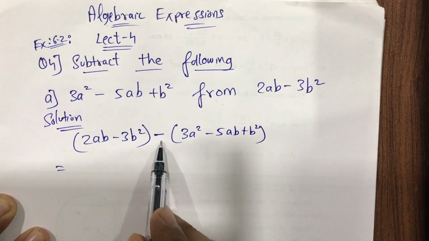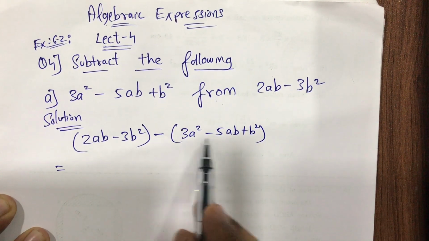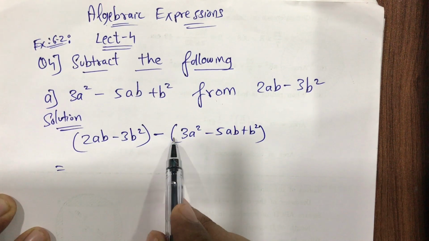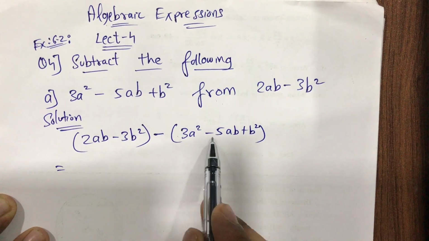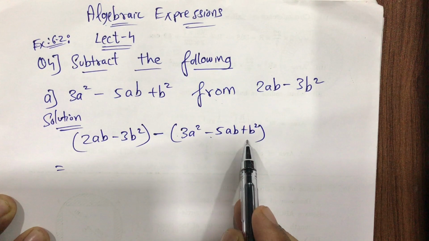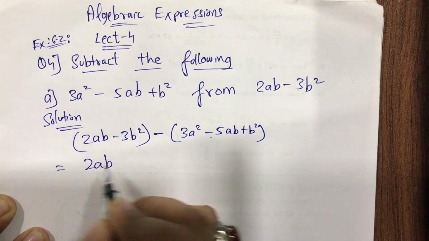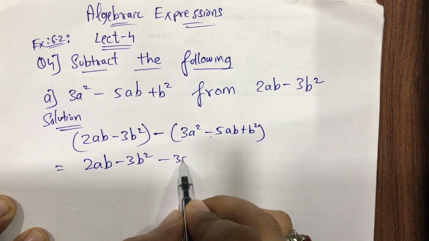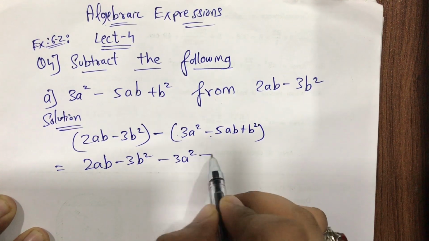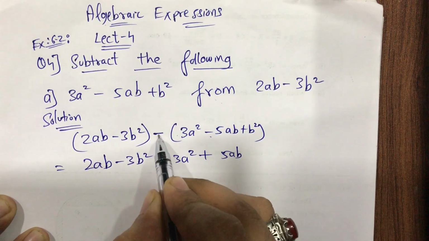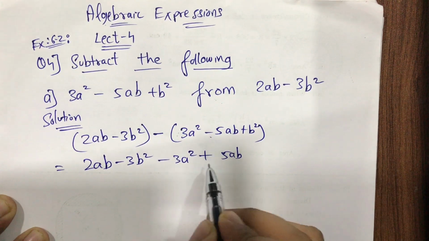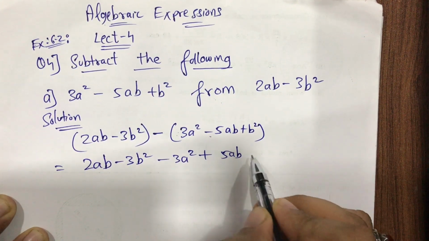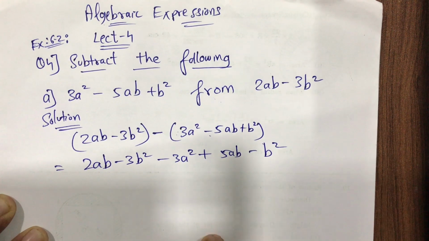Opening up the brackets means all the signs will change. Originally it's plus 3a square, it will become minus 3a square. It will become plus 5ab, and it will become minus b square. So 2ab minus 3b square minus 3a square plus 5ab, minus b square. Minus into plus is minus, minus into minus is plus, minus into plus is minus.